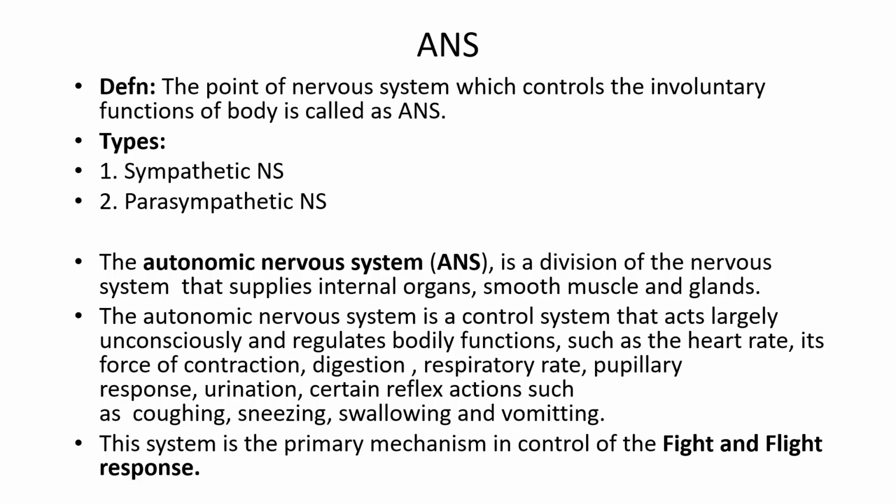The autonomic nervous system is a control system that acts largely unconsciously and regulates body functions like heart rate, force of contraction, digestion, respiration, pupillary response, urination, and certain reflex actions such as coughing, sneezing, swallowing, vomiting, hiccups. So this system is the primary mechanism in control of the fight and flight response.